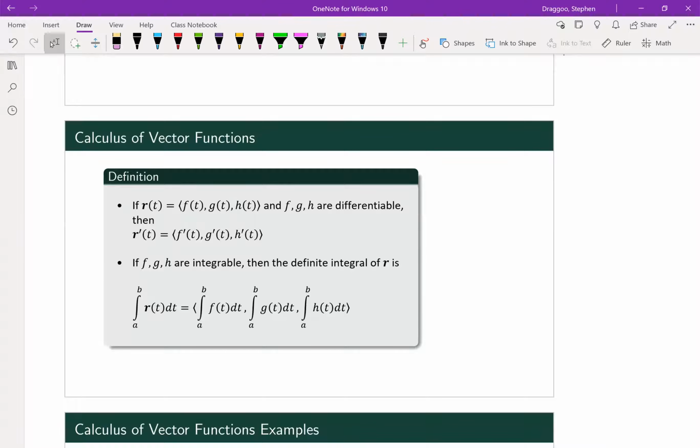If we have some vector function r, where f, g, and h are differentiable, then the derivative of our vector valued function r is just the vector that contains the derivatives of each of our components, f, g, and h, in their same places. Whereas if f, g, and h are integrable, so again, same components, same r, then the definite integral of r, which means that we're integrating from a to b, is just the integral of each component from a to b in its place.